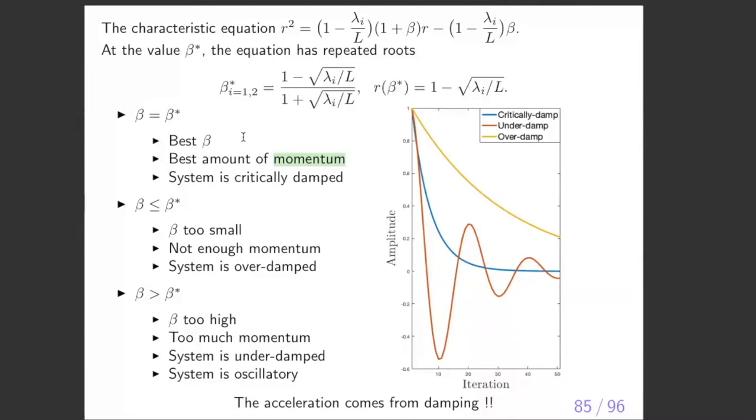So this is the explanation in terms of a dynamical system. The acceleration of the Nesterov method actually comes from something like damping. So this is a partial explanation. That means this is not a full explanation of why the Nesterov method is fast. This is just a partial explanation. Because why the Nesterov method makes it fast is still a mystery.